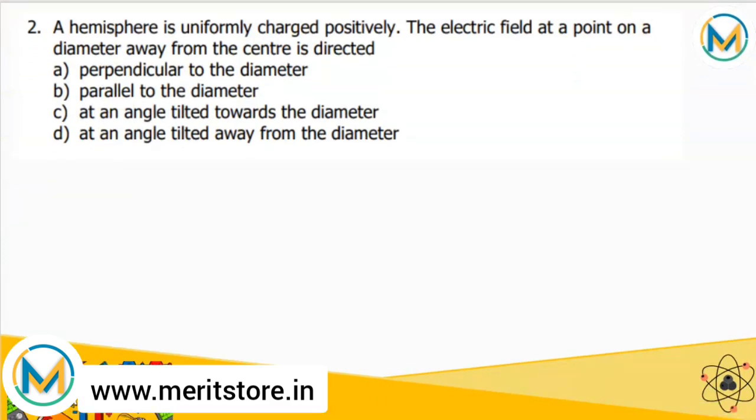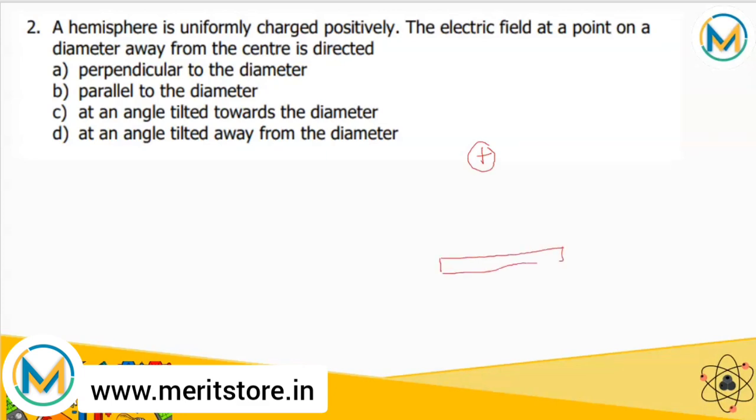A hemisphere is uniformly charged positive. The electric field at a point on a diameter away from the center is directed... So the question says there is a positive charge and there is an electric field present. The surface is given names A and B, and this hemisphere will have an effect in the form of a hemisphere.